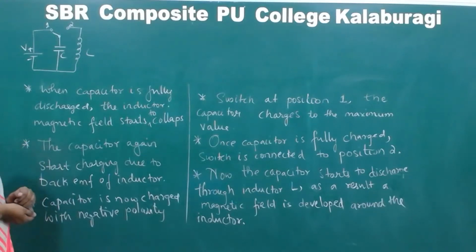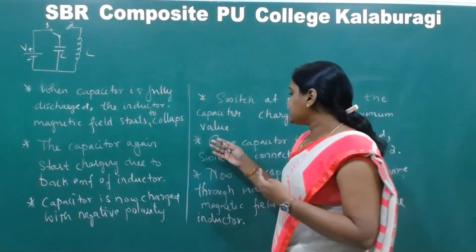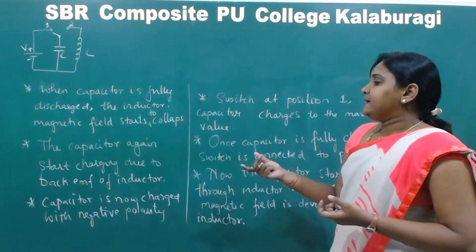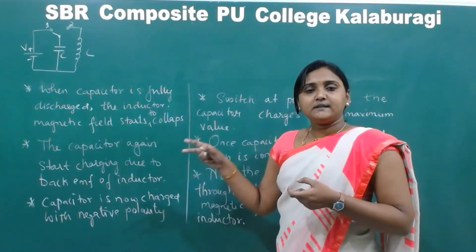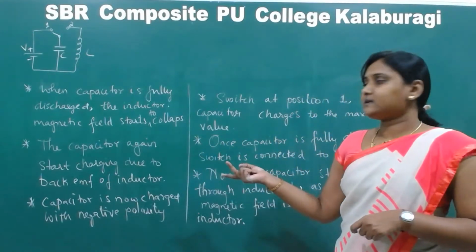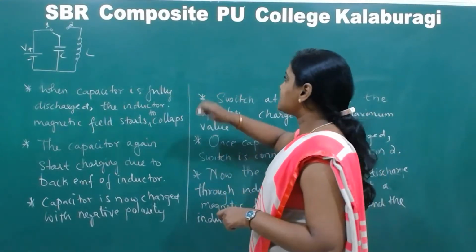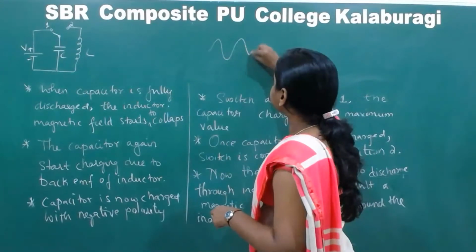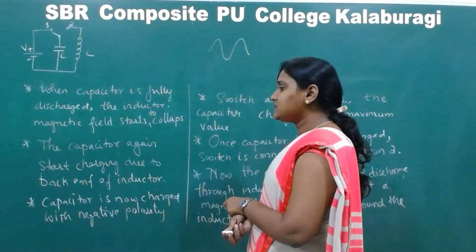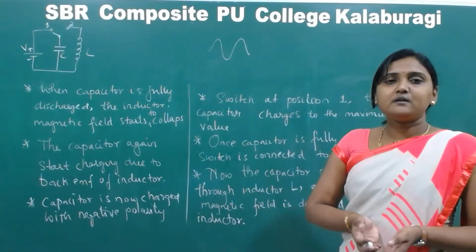Now it is charged with negative polarity. Once it is completely charged, it is going to again discharge through the inductor. Again, a magnetic field is developed across the inductor, and again the back EMF is going to collapse. The back EMF is going to charge the capacitor again with opposite polarity. Once the capacitor is charged, again it will be discharging. The charging and discharging process is going to produce the oscillations. So this charging and discharging process of the capacitor is going to produce the oscillation.